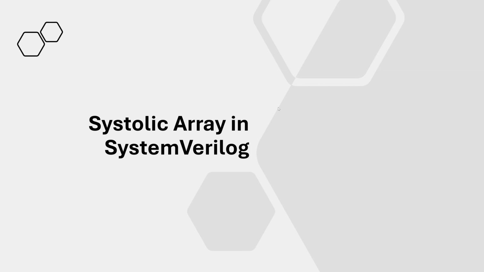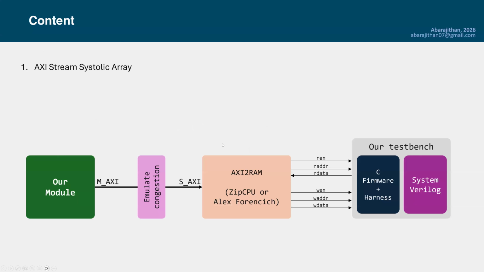So yeah, let's look at today's content. We'll be mainly looking at the systolic array first, and then how we verify it in the access stream way. So how do you build an access stream randomized test bench, and the systolic array firmware, and finally the end-to-end verification setup, and we will see how you can also replicate the same behavior.